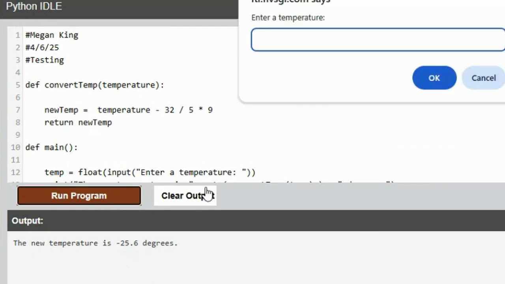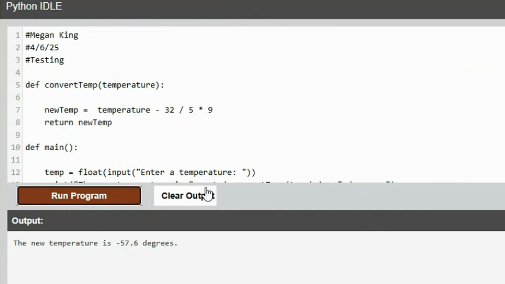Let me try it again. Maybe I'll just put 0, because if it's Celsius, this will be 32 degrees, right? 0 Celsius. And that's negative 50. I have no idea what the scale is. Now, wait a minute. I think I've seen this.